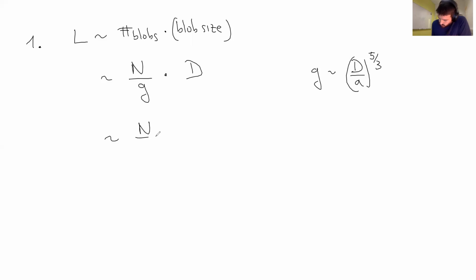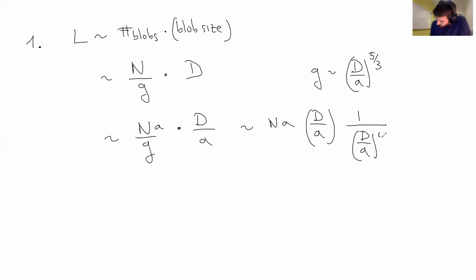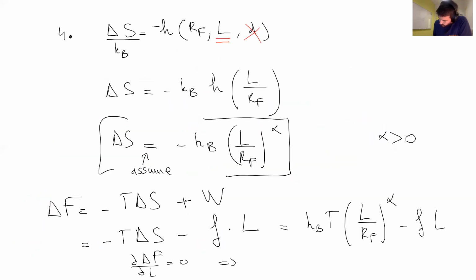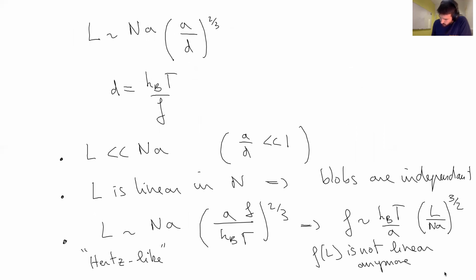And so I can just rewrite it as NA divided by A to compensate. And then it's NA D over A once, and g, it's D over A to the power 5/3, which says that, as before, I end up with A over D to the power 2/3. Well, which is exactly what we got for the pooling situation that was here.